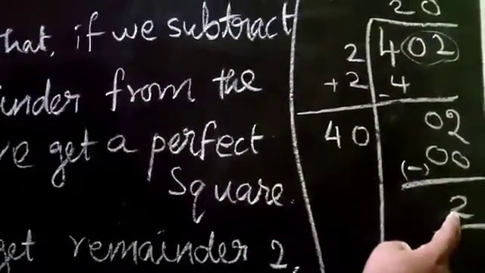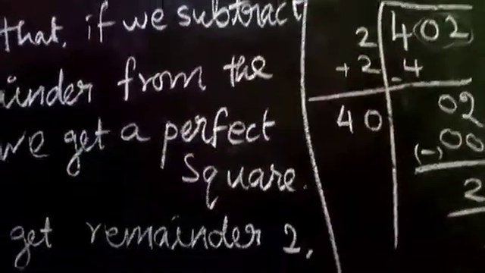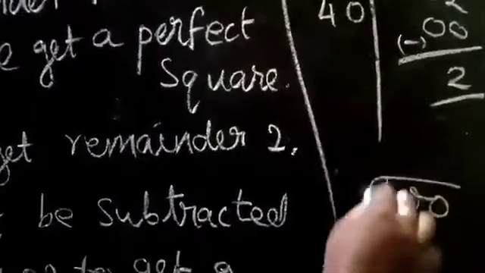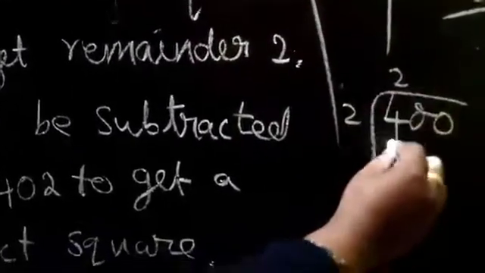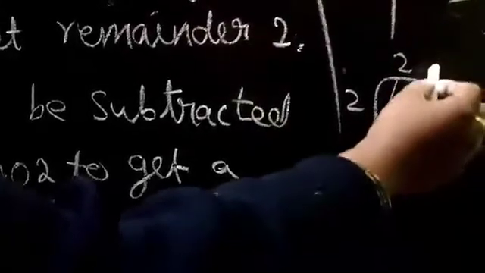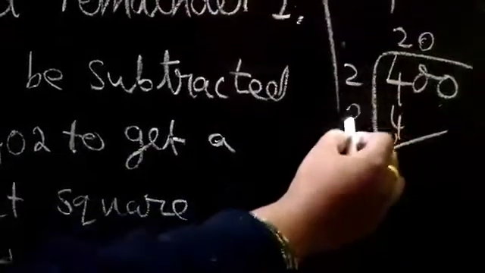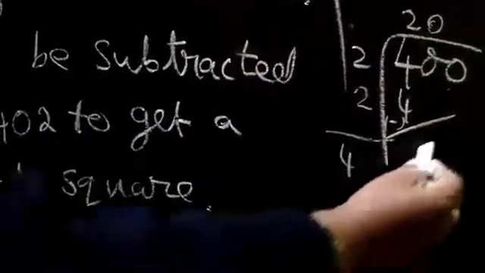So if we subtract this 2 from 402, we get only 400. So for 400, we get 2 twos are 4, and the same for the double 0, so we can write one more 0 here. So 2 plus 2 is 4.